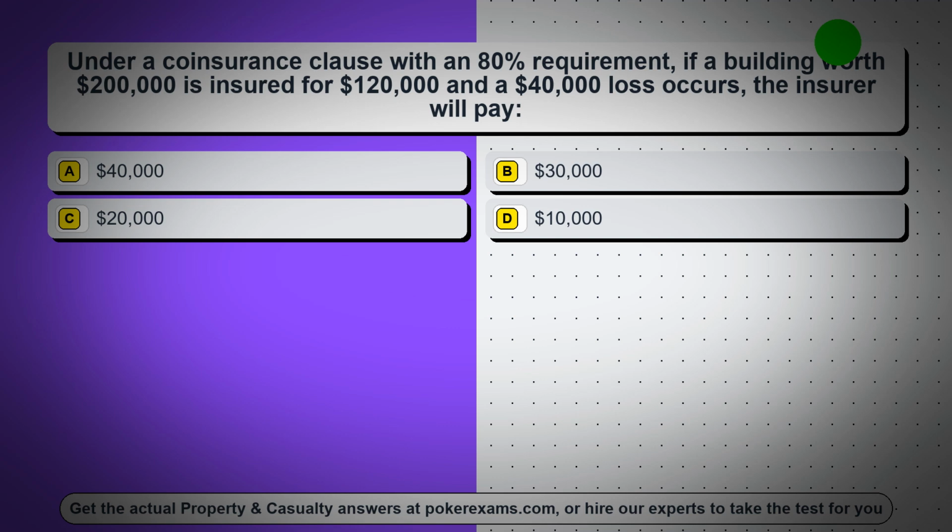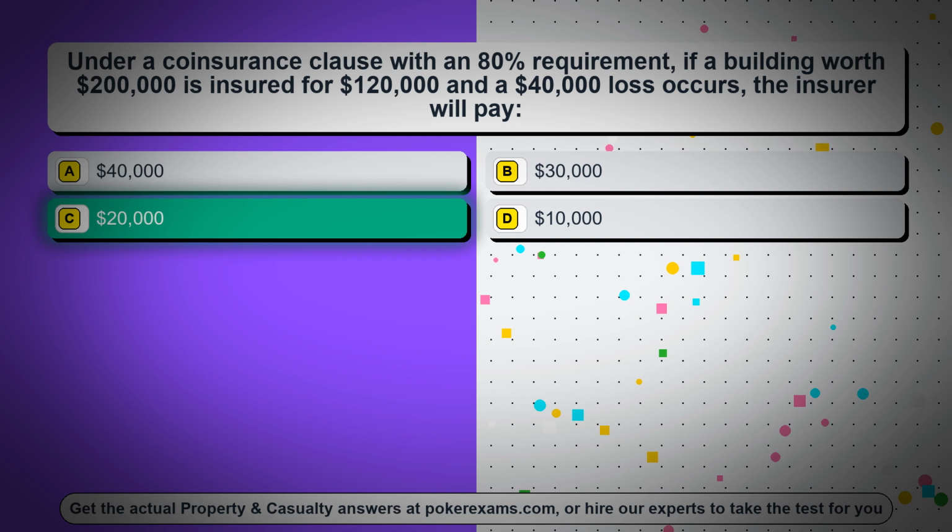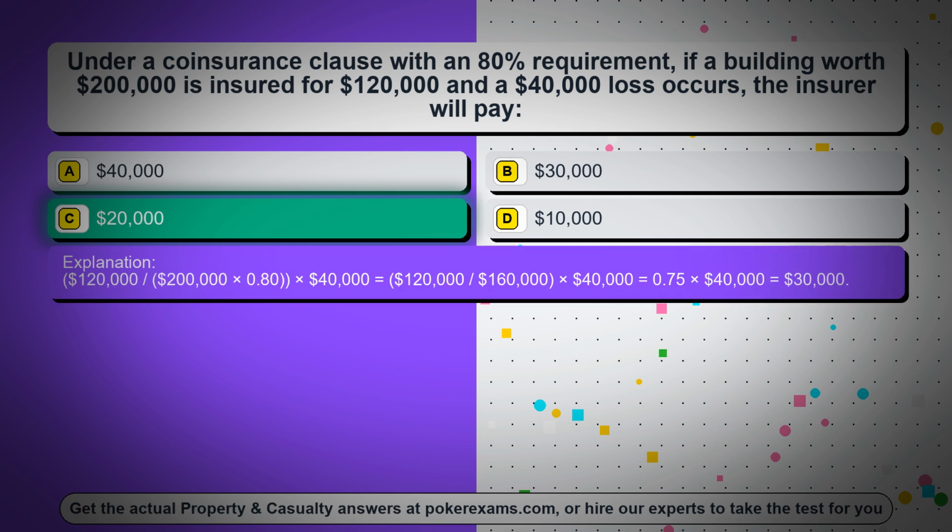Question 1. Under a coinsurance clause with an 80% requirement, if a building worth $200,000 is insured for $120,000 and a $40,000 loss occurs, the insurer will pay, option A, $40,000, option B, $30,000, option C, $20,000, option D, $10,000. The correct answer is option C, $20,000. $120,000 / $200,000 times 0.80 times $40,000 equals $120,000 / $160,000 times $40,000 equals 0.75 times $40,000 equals $30,000.